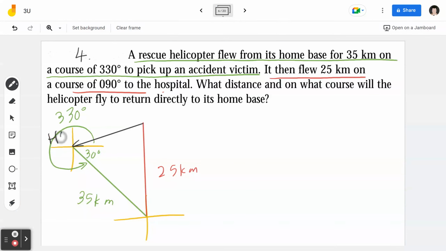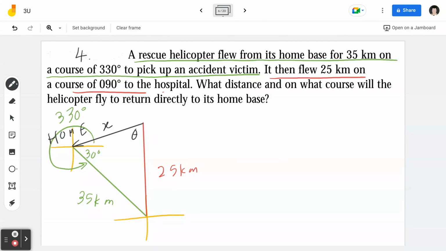This is home. They started here. They want to go back to the same original spot. So the question really becomes two things. You want to find the length. You also want to find the angle. So I'm going to say this is the length. Let's call this x. Let's call this angle theta. Those are the two unknowns we're going to solve for.